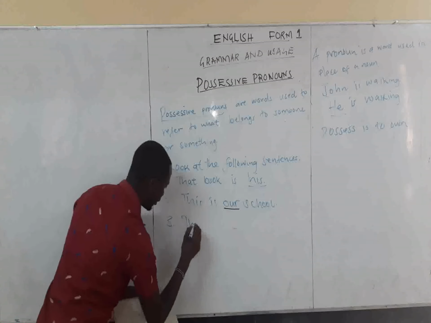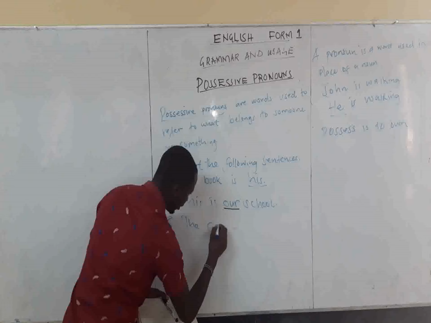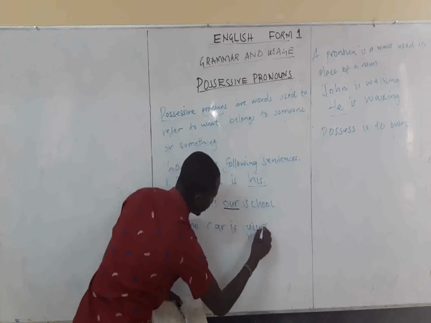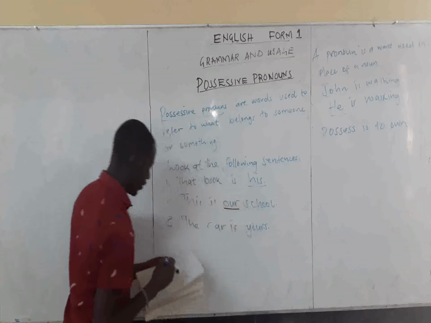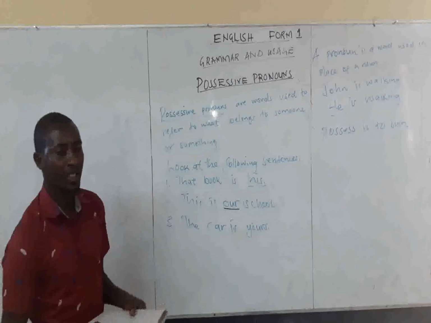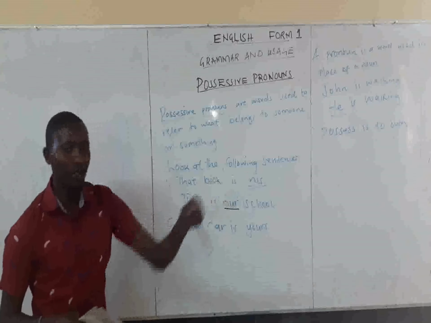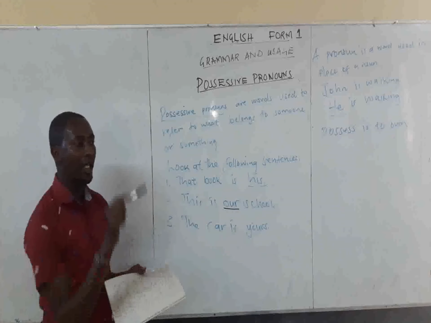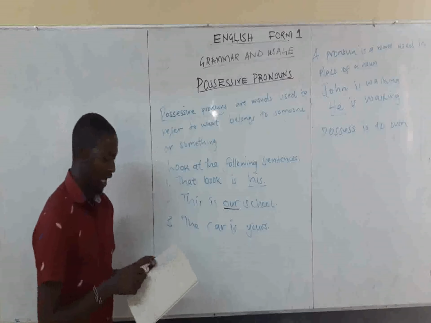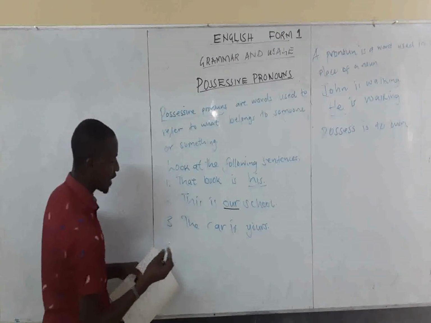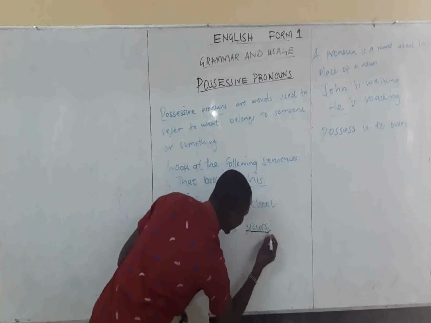Number three. The car is yours. Now, whose car is that? It is yours. So, who owns that car? You. So, it is yours. I'm telling you that car is yours. So, in this sentence, we have the word yours showing possession.